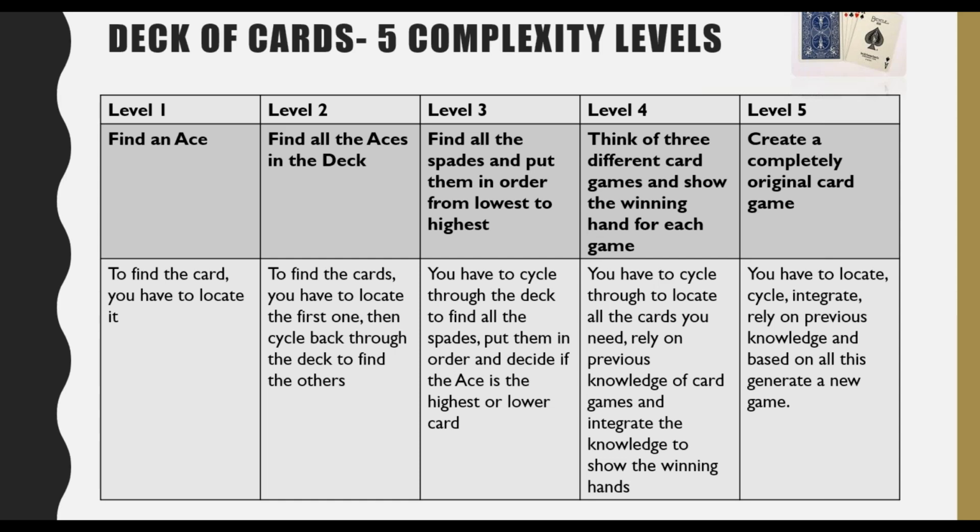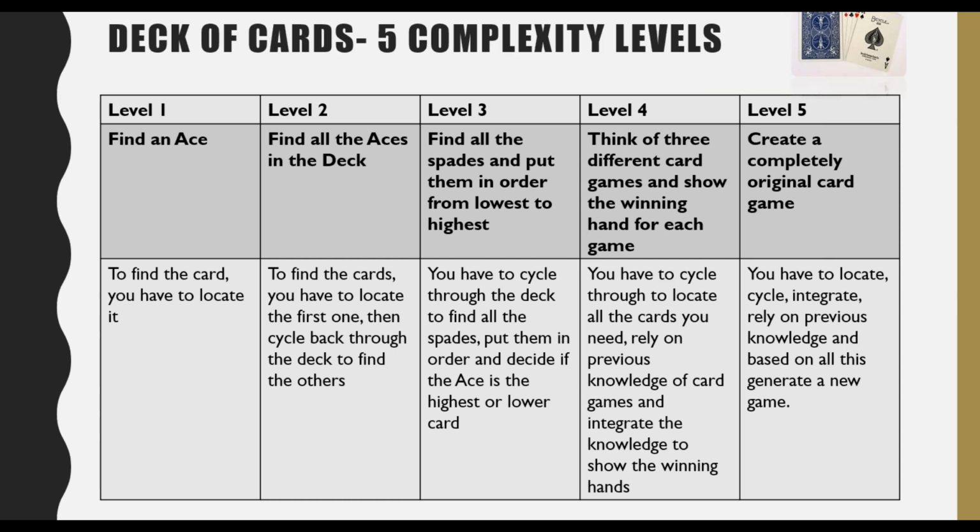And that's where that next step, or building on the complexity, comes in. At level 3, if you're asked to find all the spades and put them in order from lowest to highest, you would have to cycle through the deck to find all the spades, put them in order, and then decide if the ace is the highest or lowest card. At level 4, you need to think of 3 different card games and show the winning hand for each game. So you have to cycle through to locate all the cards you need. You have to rely on previous knowledge of card games and integrate that knowledge to show the winning hands. So again, you're building on it, and you need that prior knowledge piece.